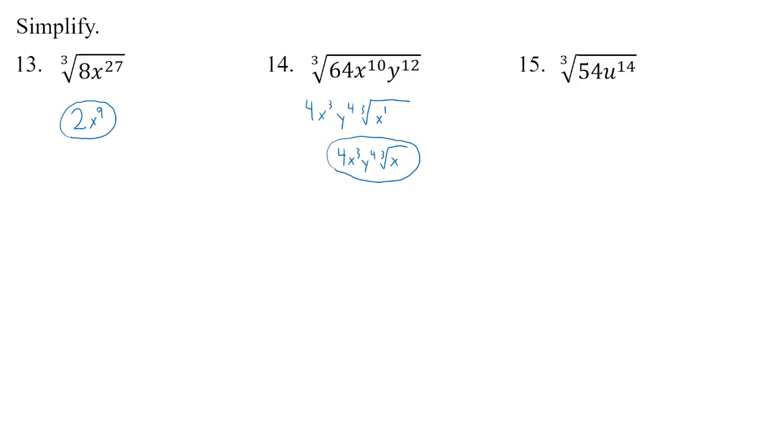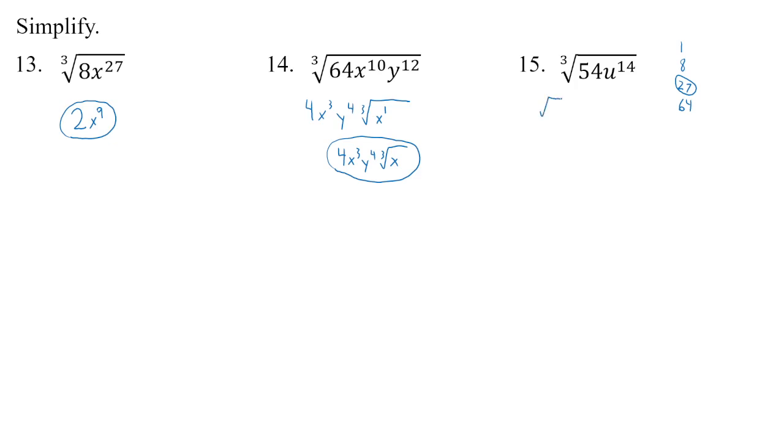Finally, we have the cube root of 54, u to the 14th. Now, 54 is not a perfect cube. So the first thing we're going to do, we're going to list our perfect cubes. So we got 1, 8, 27, 64, and we're going to stop right here. And 27 is the highest perfect cube that can go into 54.